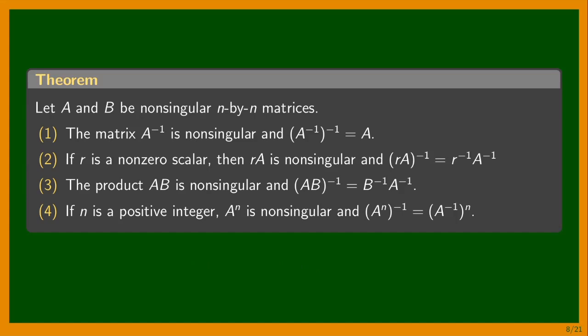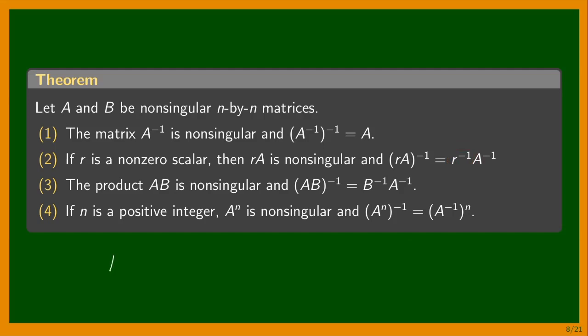If you multiply a non-zero scalar to any non-singular matrix, take note that we should be multiplying only non-zero. If you multiply a non-zero scalar to every entry of a non-singular matrix, the resulting matrix is also non-singular. In fact, the inverse of the non-singular matrix R times A is the multiplicative inverse of R times the inverse of A. Take note that this R inverse denotes the usual multiplicative inverse as if we're doing it in the standard number system.